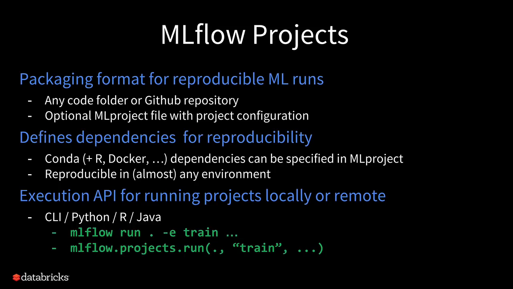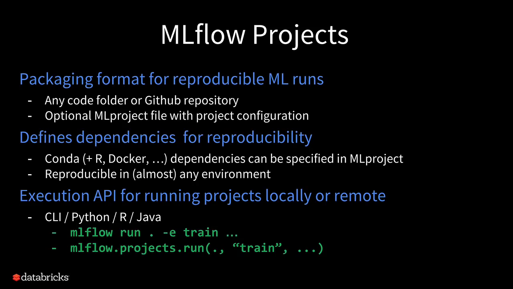The first principle of MLflow is that it needs to be easy to use. It needs to be easy to get into, because we don't expect people to drop everything they've been doing and move their workload to MLflow. So any code folder or Git repository is already an ML project. You can include an optional ML project file with additional configuration, which we definitely recommend to get the most benefits. But to get started, you can just execute any GitHub repository.